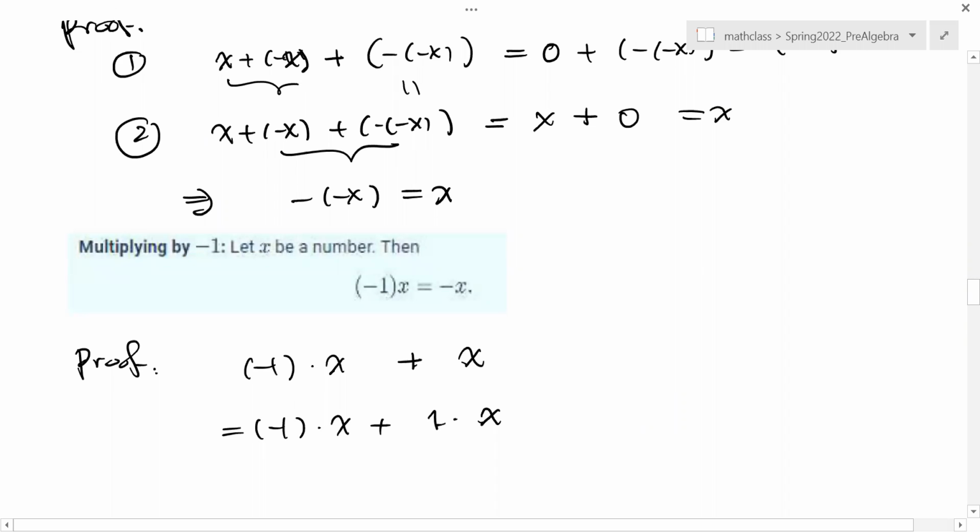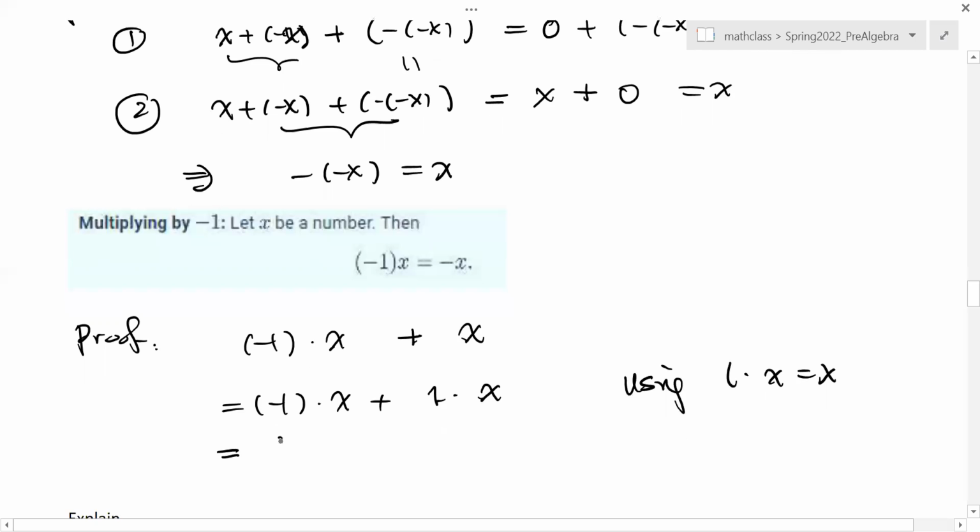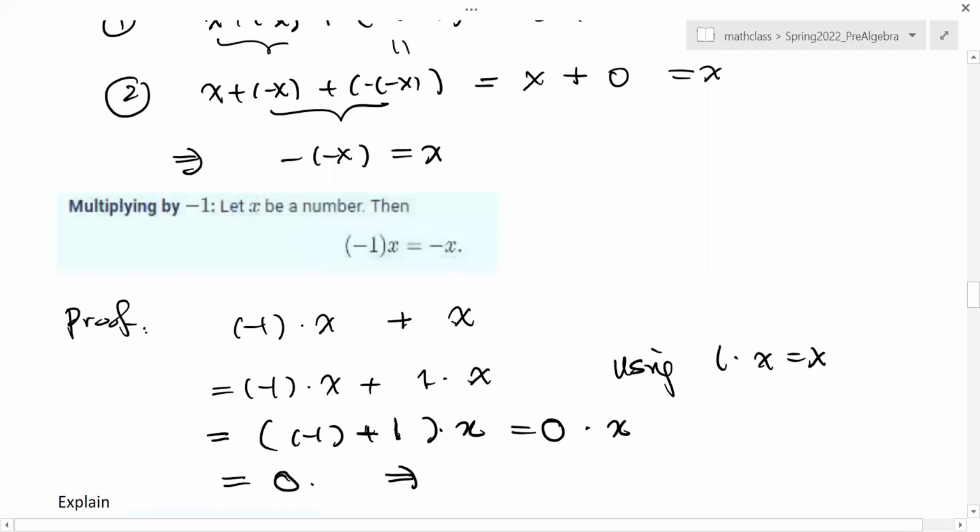1 times x is always x. Here we're using the fact we set at the beginning: 1 times any number is that number. Then you take x out. There's another rule for this, called the distributive property, to factor out x. And then 1 plus negative 1 is 0, and 0 times any number is 0. This implies by definition that negative 1 times x really should be negative x. That's the definition. So we got this. That's the end of the proof.